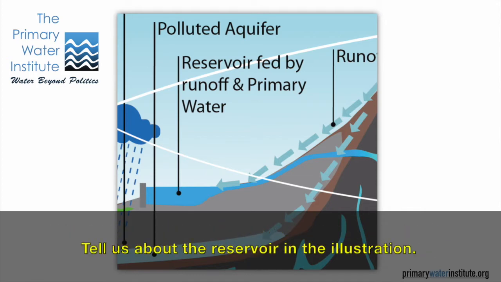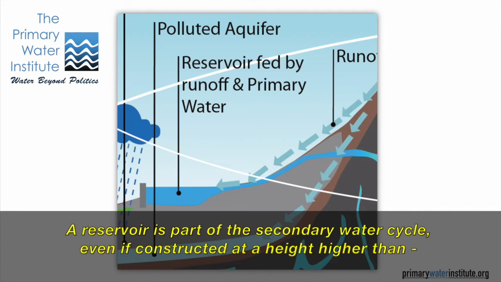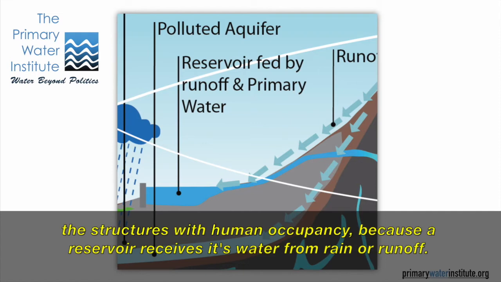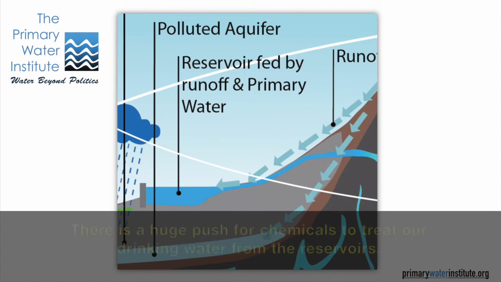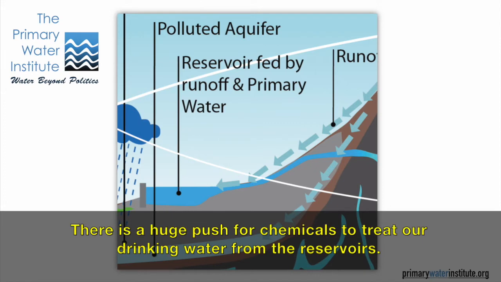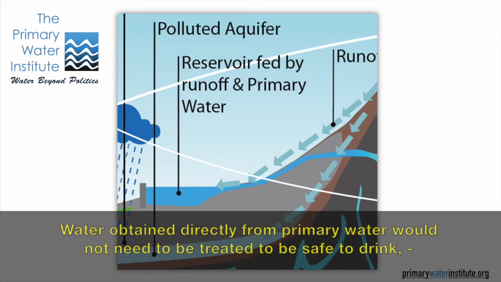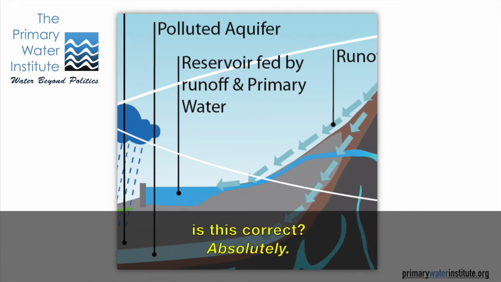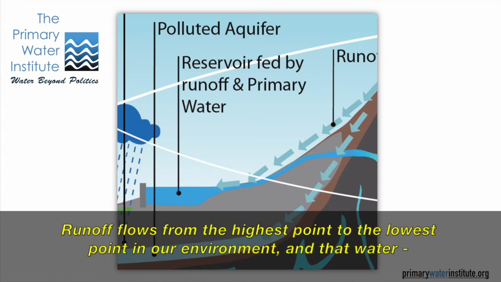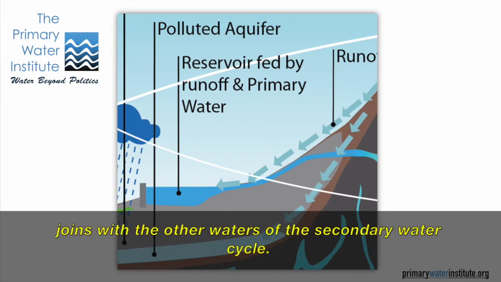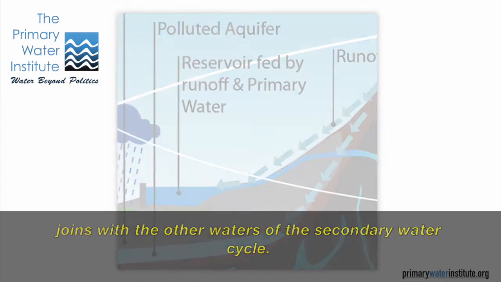Tell us about the reservoir in the illustration. A reservoir is part of the secondary water cycle, even if constructed at a height higher than the structures with human occupancy, because a reservoir receives its water from rain or runoff. There is a huge push for chemicals to treat our drinking water from the reservoirs. Water obtained directly from the primary water would not need to be treated to be safe to drink. Is this correct? Absolutely. And the 4th line called runoff? Runoff flows from the highest point to the lowest point in our environment, and that water joins with the other waters of the secondary water cycle.